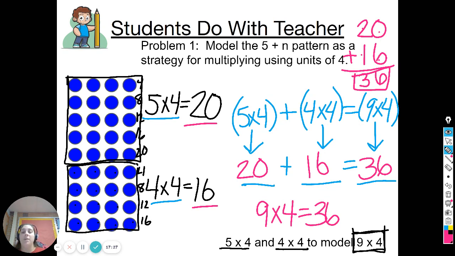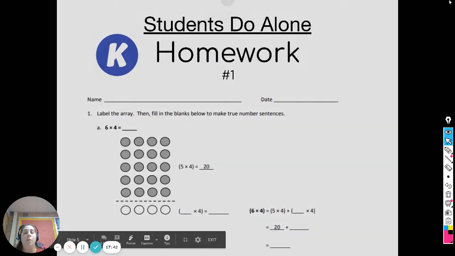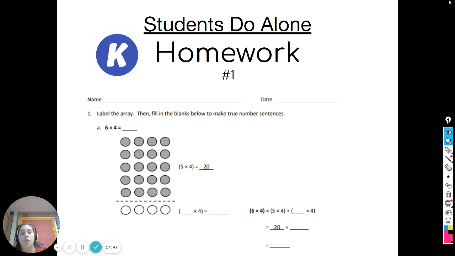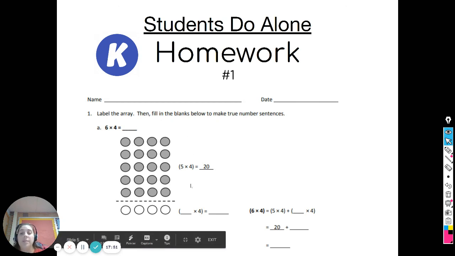Okay, so that is how we distribute. We're breaking the big array into 2 smaller arrays and then putting those arrays back together to solve our equation. Let's go ahead and continue. We're now at the part where you will be doing your homework on your own to show what you have learned. You can see that what you're doing is very similar to what we already did, okay?